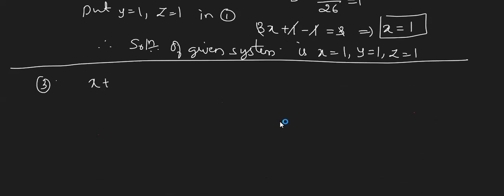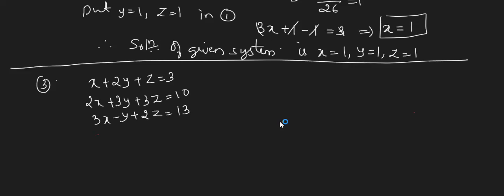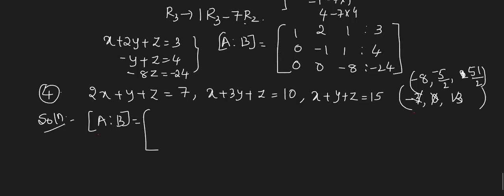So this is x plus 2y plus z equal to 3. 2x plus 3y plus 3z equal to 10. 3x minus y plus 2z equal to 30. First you solve in the calculator and check it. It is 2, 1, 1 is to 7. 1, 3, 1 is to 10. 1, 1, 1 is to 15.